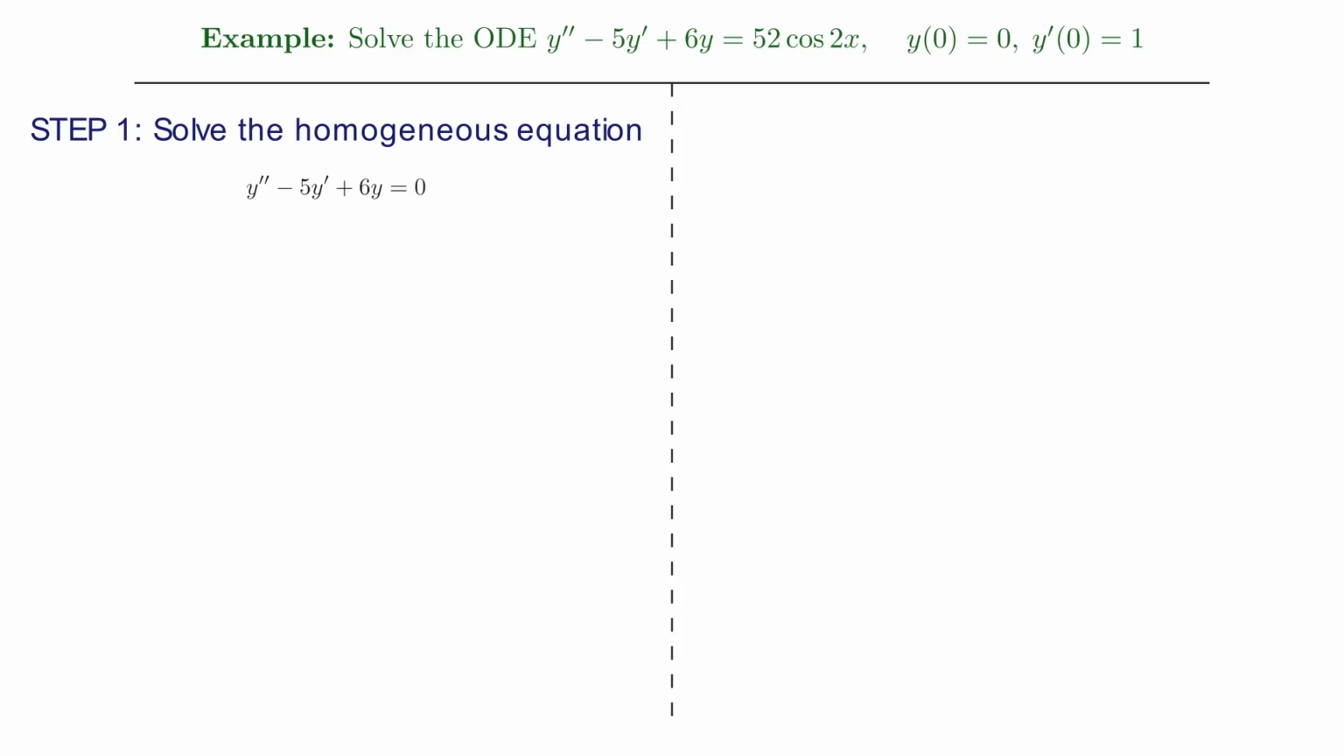So differentiating this and substituting it into our second-order differential equation, we get the quadratic equation k squared - 5k + 6 = 0. In this case, we can factorize: (k - 2)(k - 3) = 0. Therefore, k = 2 or k = 3.